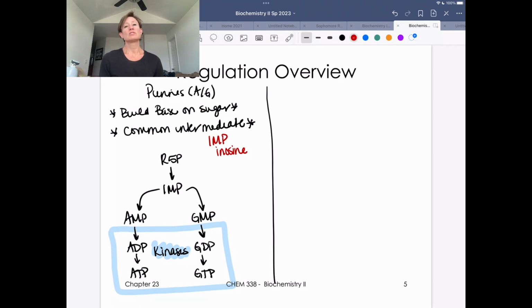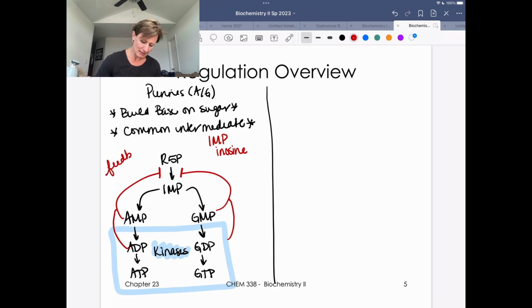One of the things that we'll see, and it's very common in metabolic pathways, is feedback inhibition. So AMP, ADP, GMP, and GDP can feed back and inhibit this initial first step that's responsible for synthesizing these molecules. So this is feedback inhibition.